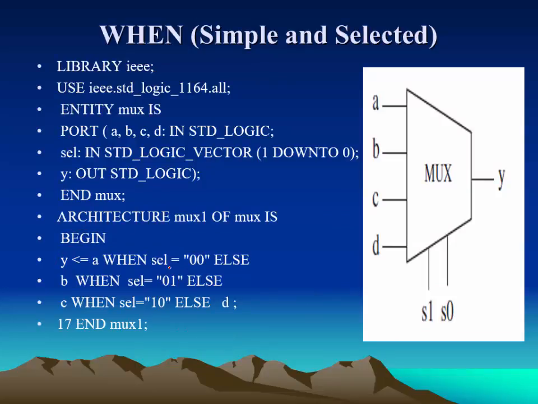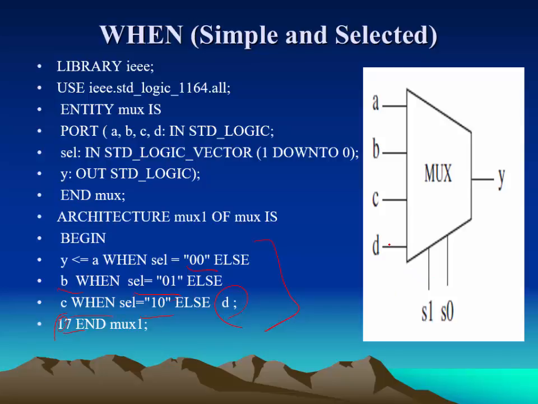Now, VHDL, this is where it looks a little bit better. Now we can say right here, Y is equal to A when select is equal to 0, 0. Else, B when select is equal to 0, 1. Else, C when select is equal to 1, 0. Or D is the last one right there. So, again, this looks a little more like what you would do in C, right? Which one's easier to understand or to write? The second one, obviously.